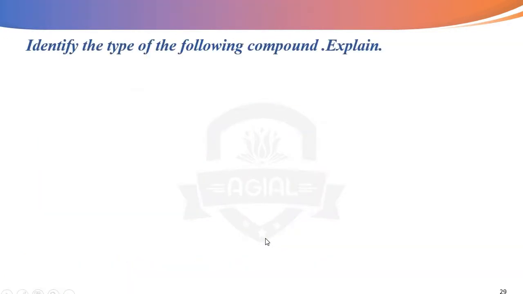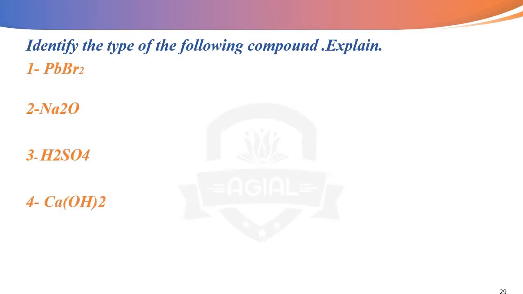Now, identify the type of the following compound and explain your answer. Number 1, lead bromide. Yes, it's a salt due to the combination between a positive ion with a negative ion. Number 2, sodium oxide. Yes, it's called oxide due to the combination between a metal, which is sodium, with oxygen gas.